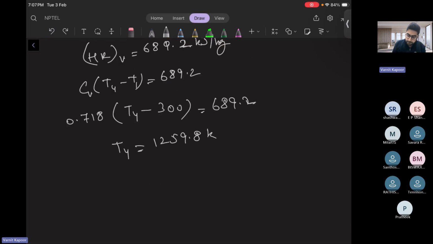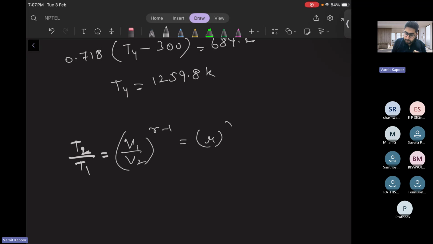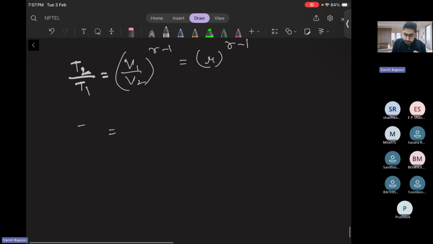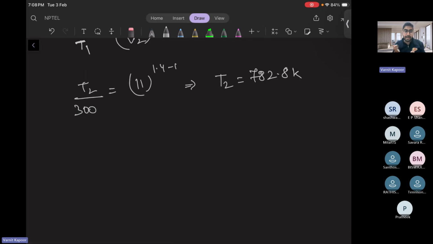We know that T2 by T1 equals (V1 by V2) to the power of gamma minus 1, and V1 by V2 is the compression ratio r. So T2 you don't know, T1 you know from the question, that is 300 Kelvin, and r was 11, to the power of 1.4 minus 1. From here, your T2 will come out to be 782.8 Kelvin. Now you have T1, T2 and T4, but you still don't know T3. T3 will come out from the heat addition process.